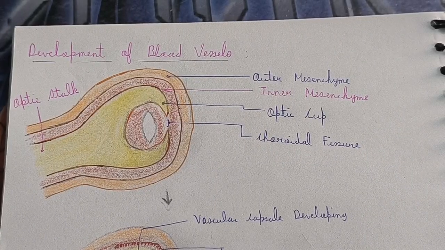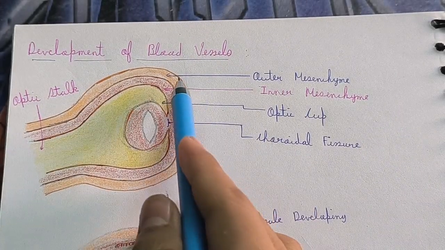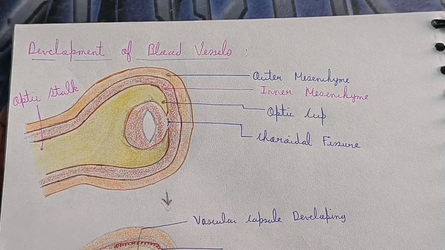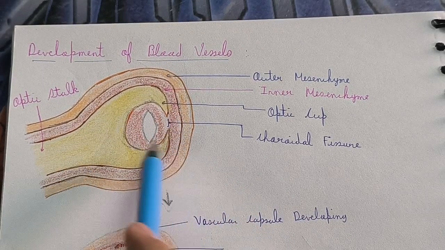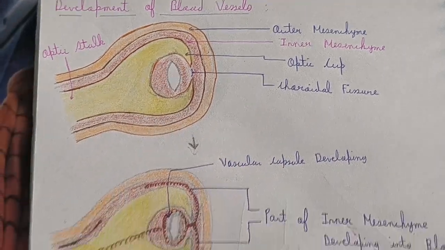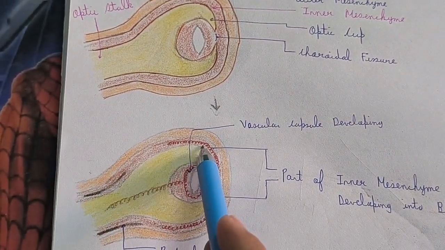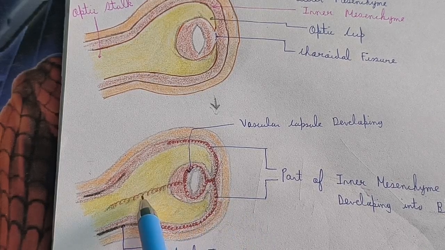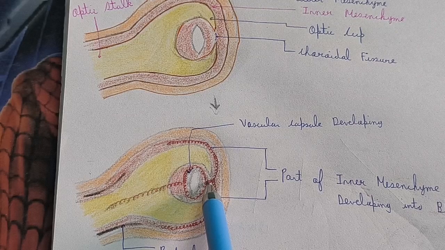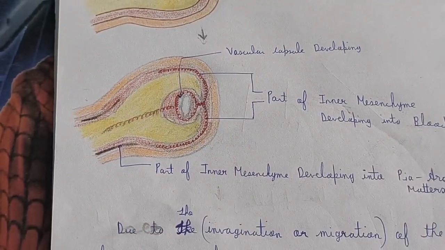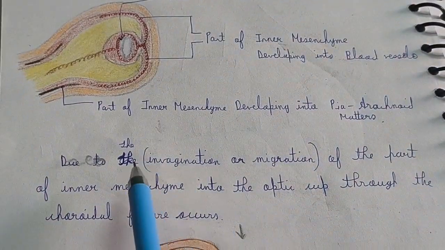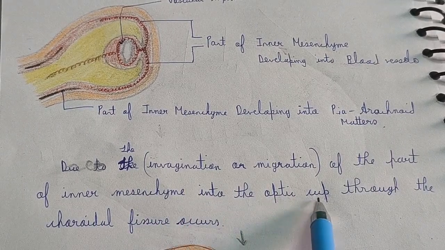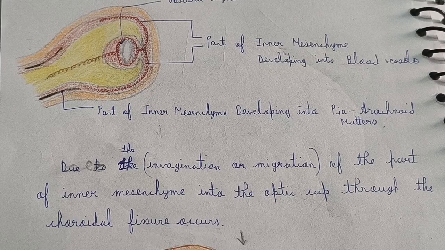So let's discuss the development of blood vessels. As you can see here, this is the outer mesenchyme, inner mesenchyme, optic stalk, and choroidal fissure, and this is the optic cup. This part of the inner mesenchyme develops into blood vessels. It is migrating into the optic stalk by moving through the choroidal fissure. So I have written that the migration of a part of the inner mesenchyme into the optic cup through the choroidal fissure occurs.